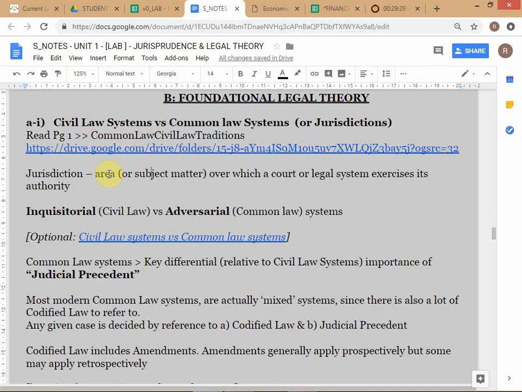So what is the difference between them? The other term that we use is that civil law is an inquisitorial system, whereas common law is an adversarial system. Understand first what an adversarial system is. You understand here that the system we follow is the common law system.